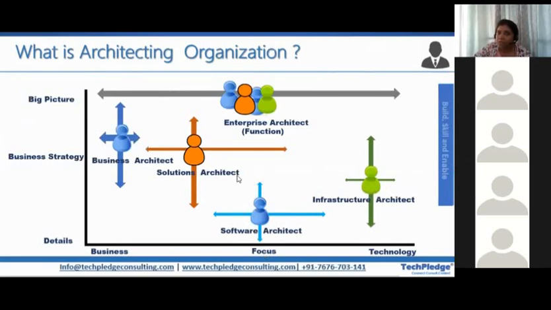But here comes the solution architect. What does a solution architect do? He bridges the gap between the software, infrastructure, and business architect. That means the solution architect should have a little bit of an idea about the business, the product they are providing, and the infrastructure that the company has and how to utilize that.